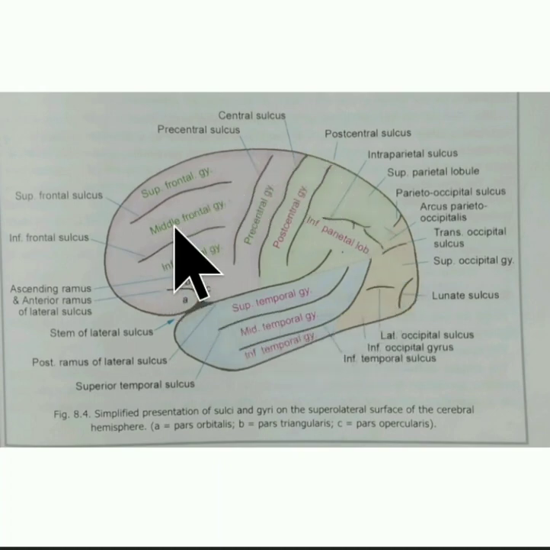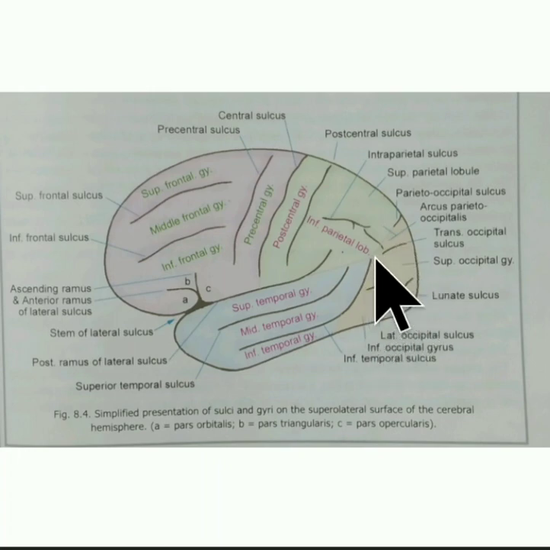We have already said the lobes, which are frontal, parietal, occipital, and temporal. The frontal lobe is seen in front of the central sulcus. The parietal lobe is seen behind the central sulcus and in front of the parieto-occipital sulcus and the first imaginary line, and above the posterior ramus of lateral sulcus and the second imaginary line.